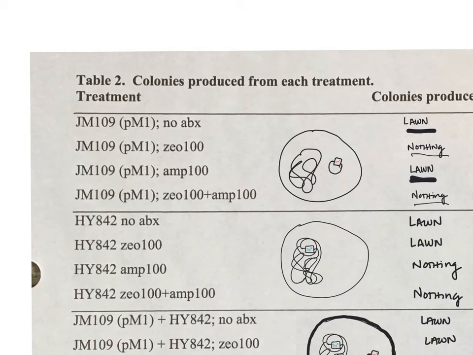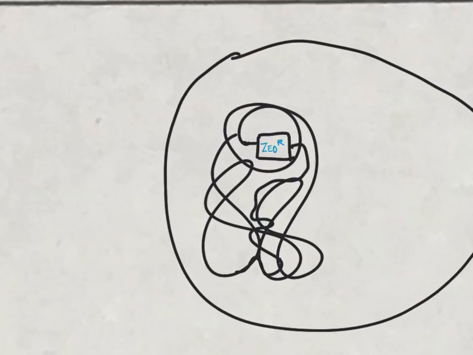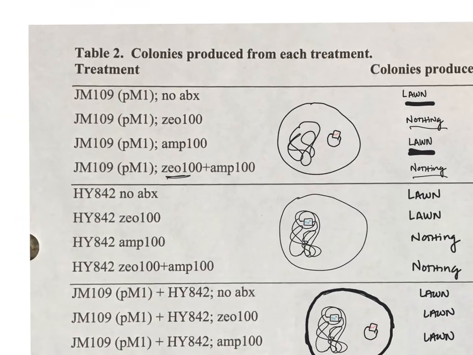And the same is true here because zeaxanthin is on the plate. All right, for the HY842, it's not resistant to ampicillin, however, it is resistant to zeaxanthin. So anytime zeaxanthin is present, we should have seen growth. You'll see a lawn. Again, no antibiotics would have a lawn. There's no selection against that bacteria. However, adding the antibiotic ampicillin should have killed off the HY842, and the same is true here when you're using the combination of antibiotics.